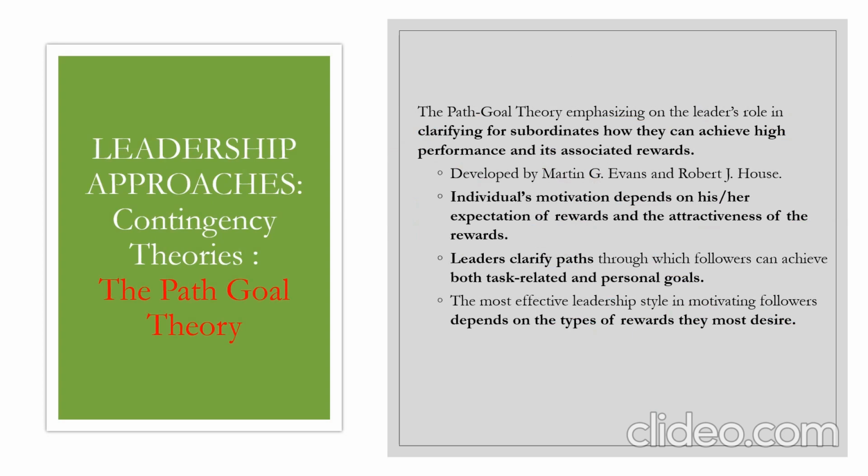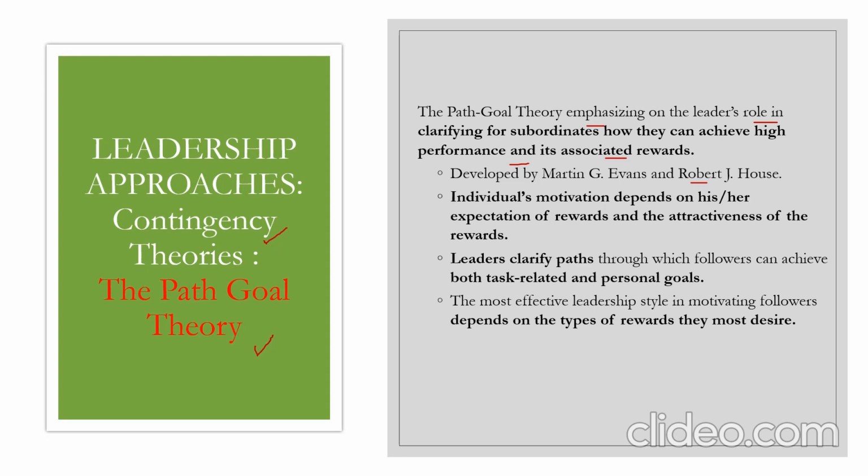Okay, and the last leadership style for this chapter is the path goal theory. Okay, so the path goal theory is also under the contingency theories. The path goal theory emphasizes the leader's role in clarifying for subordinates how they can achieve high performance and its associated reward. So this theory was developed by Martin G. Evans and Robert J. House.